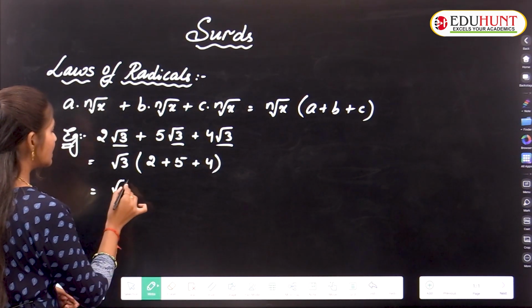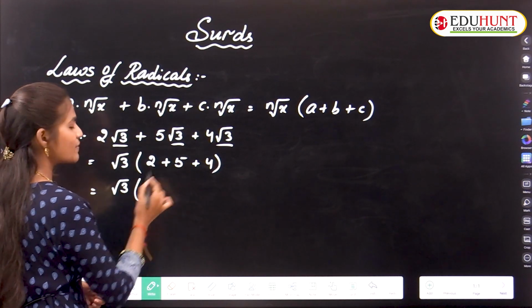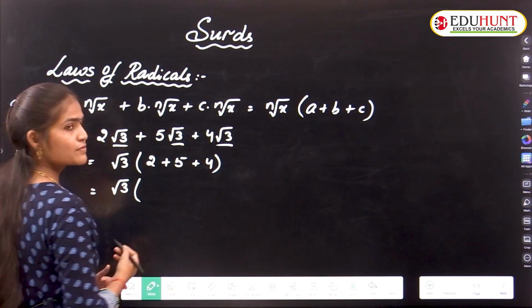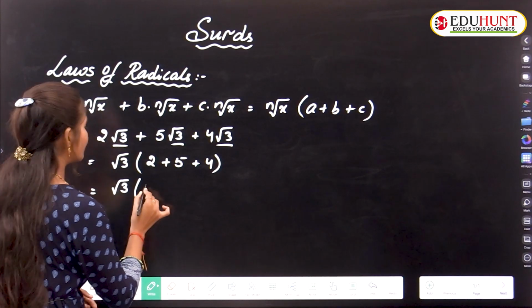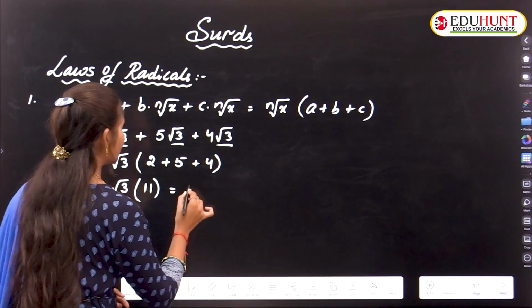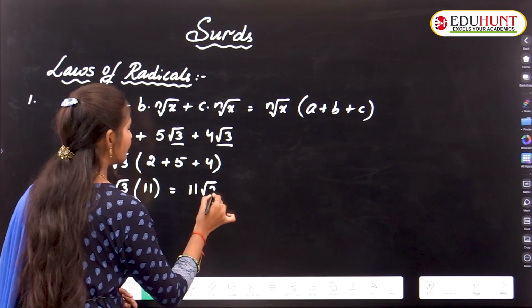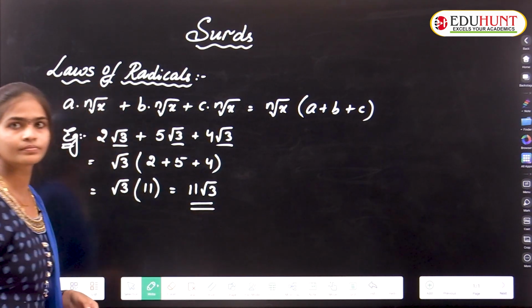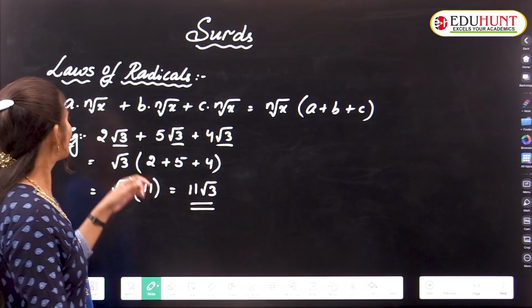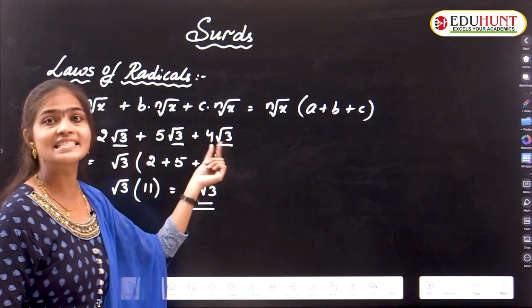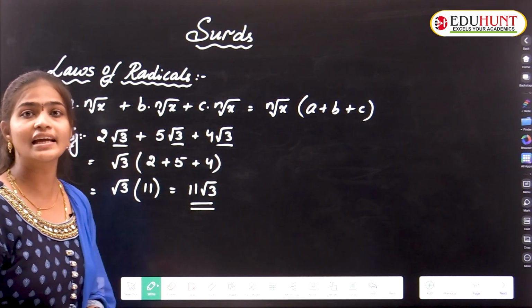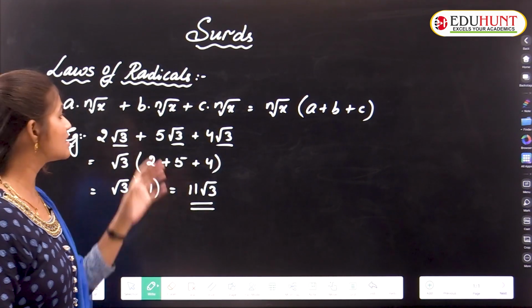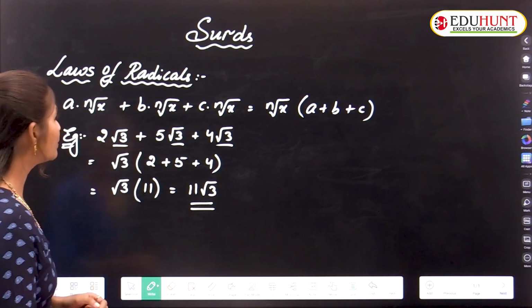So how much will we get? Root 3 into 2 plus 5, that is 7, and 7 plus 4, that is 11. So finally we will get 11 root 3. Is it clear, children? So if the given surds are similar surds, then only we can add the surds. So this is the first law. Come to the second one.